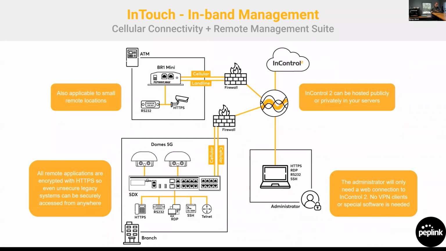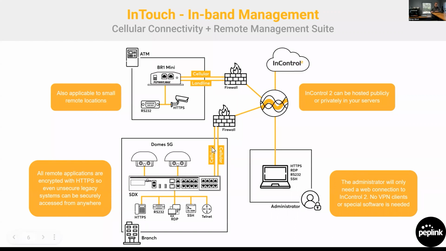So here we talk about a deployment scenario where we talk about cellular connectivity plus remote site management. You have a main site here with a BR1 Mini. It has an IP camera and it's using RS-232 for management. So we have an Ethernet line and a cellular line and a firewall, but then we use InControl for centralized management. So the administrator can use HTTPS or, like I just mentioned, InTouch, to log right into that device behind the firewall because of InControl's outbound-going connectivity.